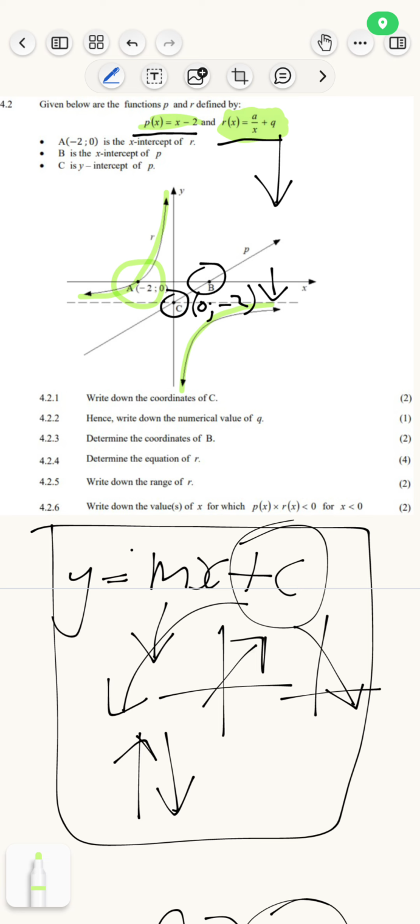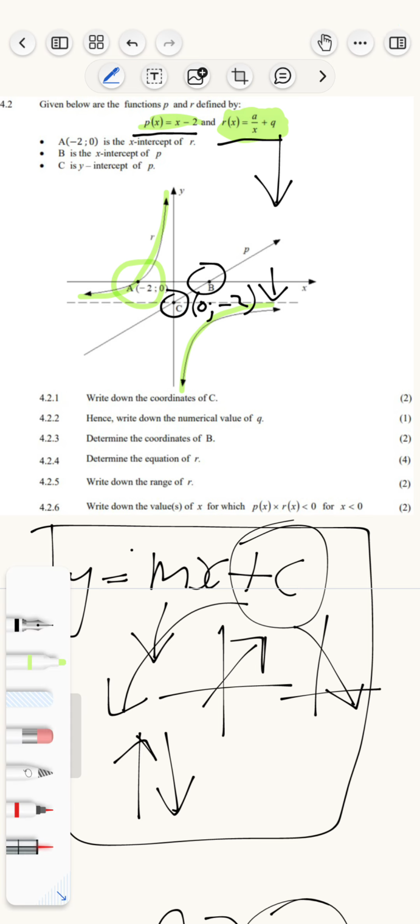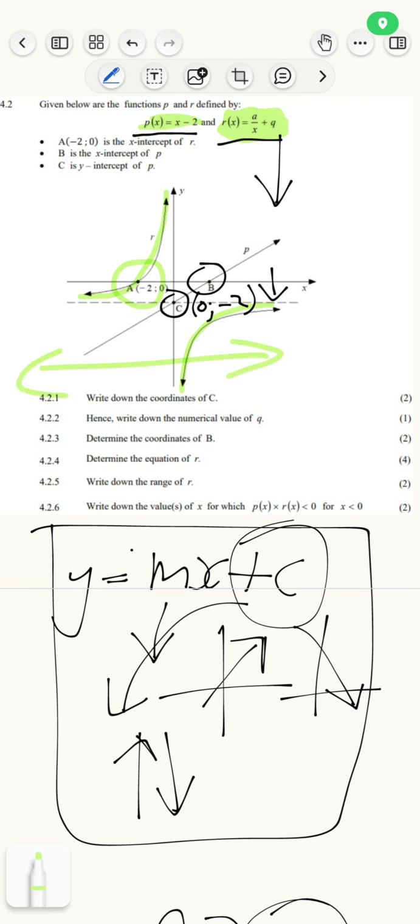Okay, so I'm going to do something called a horizontal line test. Earlier we did a vertical line test. Now I'm going to do a horizontal line test. I'm going to draw a couple of horizontal lines and see. So I have drawn a horizontal line. Does the horizontal line touch my hyperbola r? Does my horizontal line touch the hyperbola?